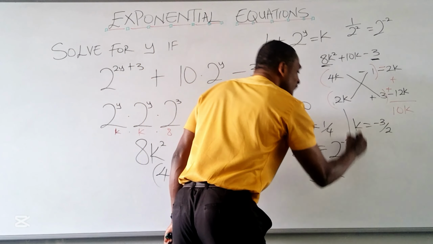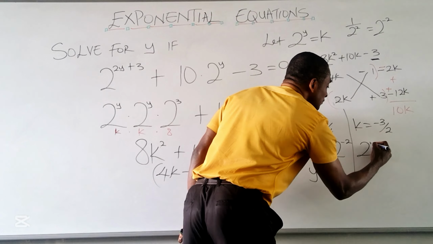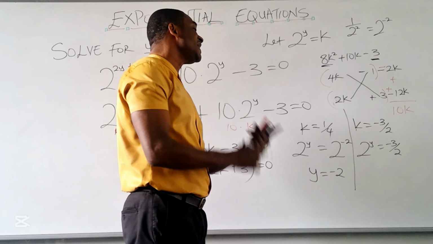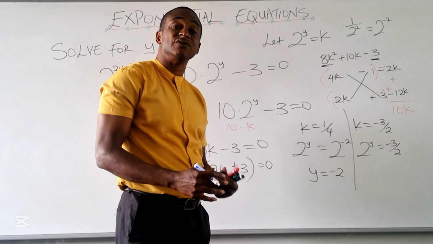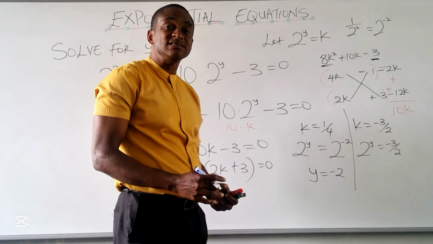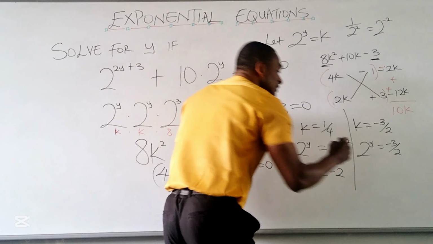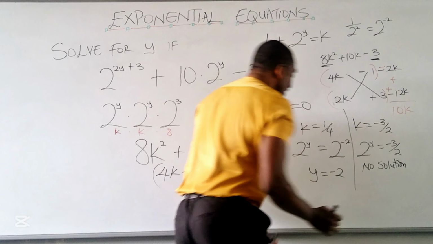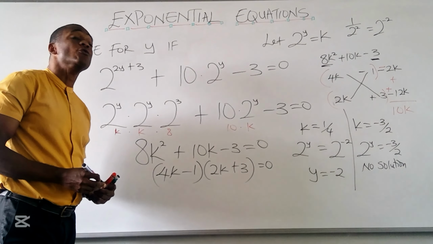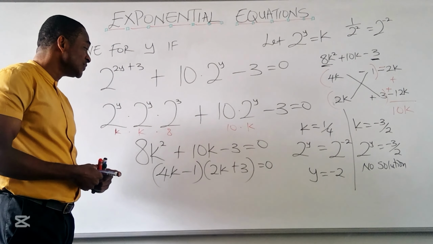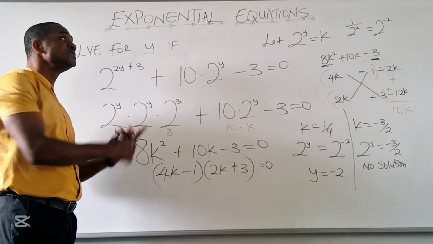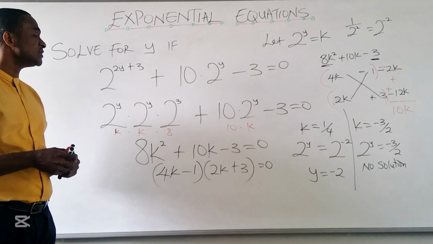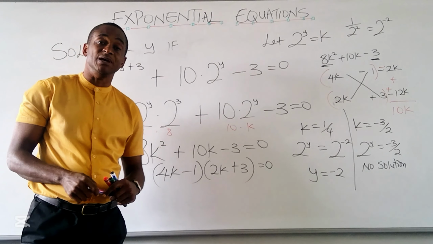We will do the same thing for the last one. I have 2 exponent y equals k, which is negative 3 over 2. Now we check, is there any way we can reduce negative 3 over 2 to the base of 2? If that is not working, then this will give us no solution. So for this to be valid, the only solution will be when y equals negative 2. So this is how we go about solving exponential equations that lead us to trinomials.